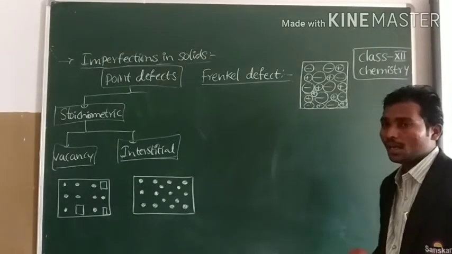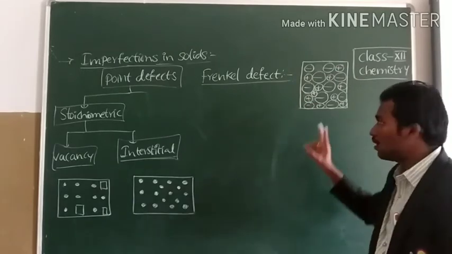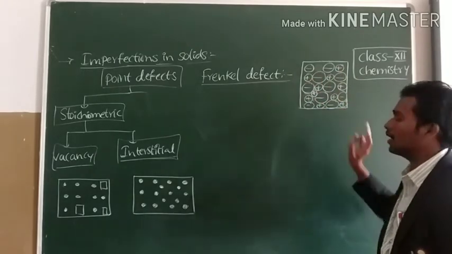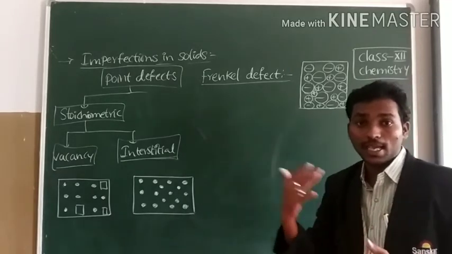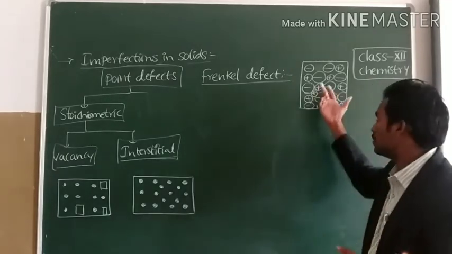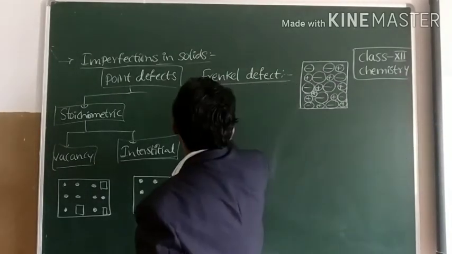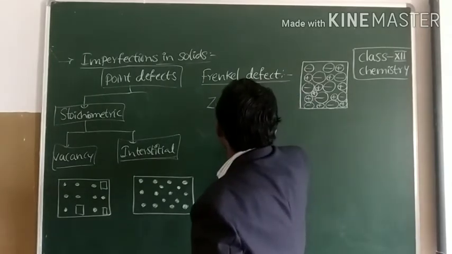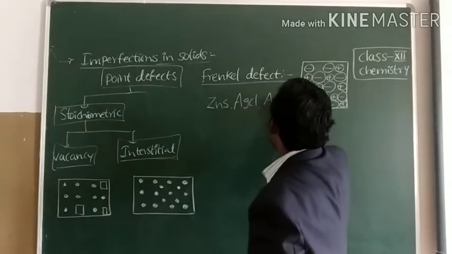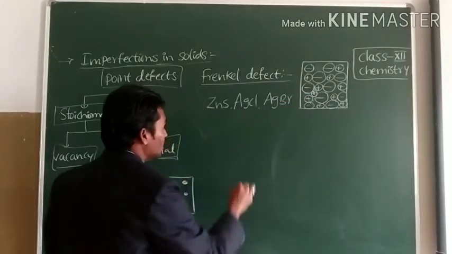In general, ionic solids that have a large difference between the size of the cations and anions possess Frenkel defect. The ionic solids like zinc sulfide, silver chloride, silver bromide and silver iodide.